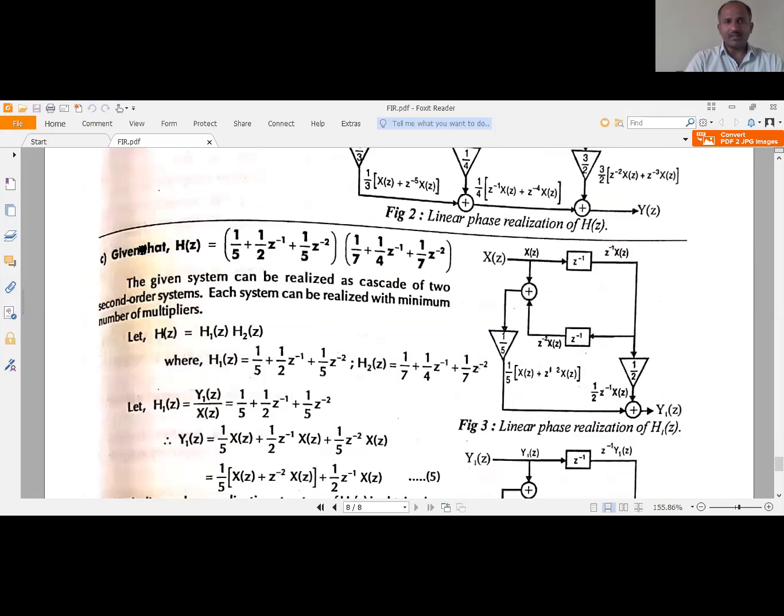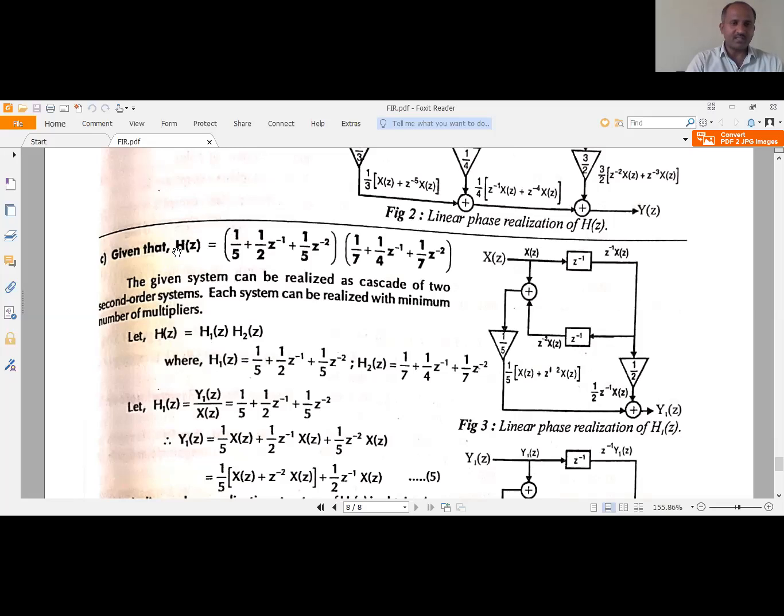while looking at this transfer function, h of z which is equal to h1 of z into h2 of z. You have to realize this h1 of z separately by using linear phase realization. And similarly, this is h1 of z and this is h2 of z. h1 of z can be realized by linear phase realization, and h2 of z can be realized by using linear phase realization. And connect the output of this h1 of z as the input of this h2 of z.